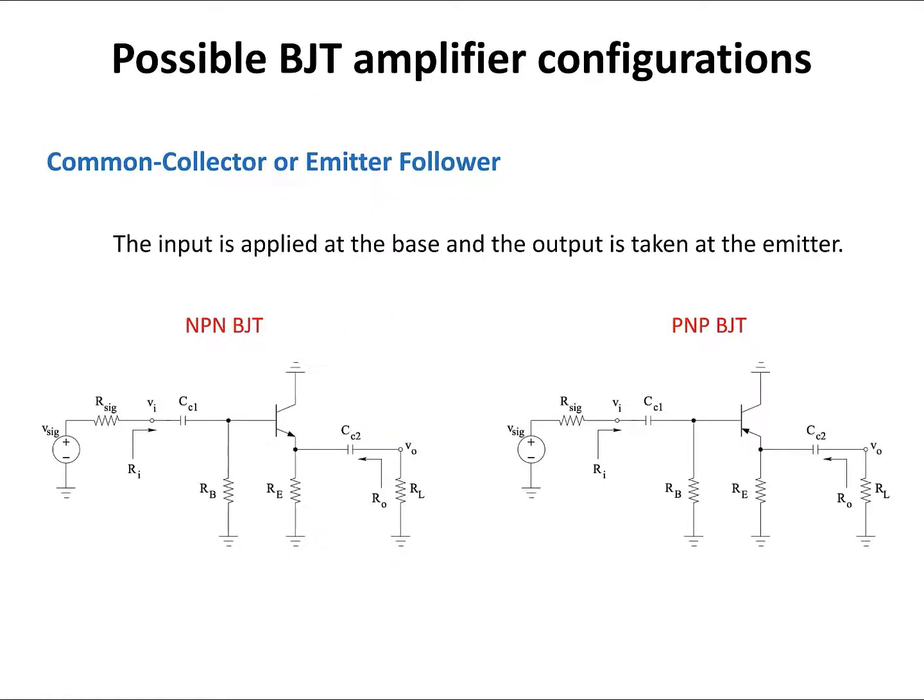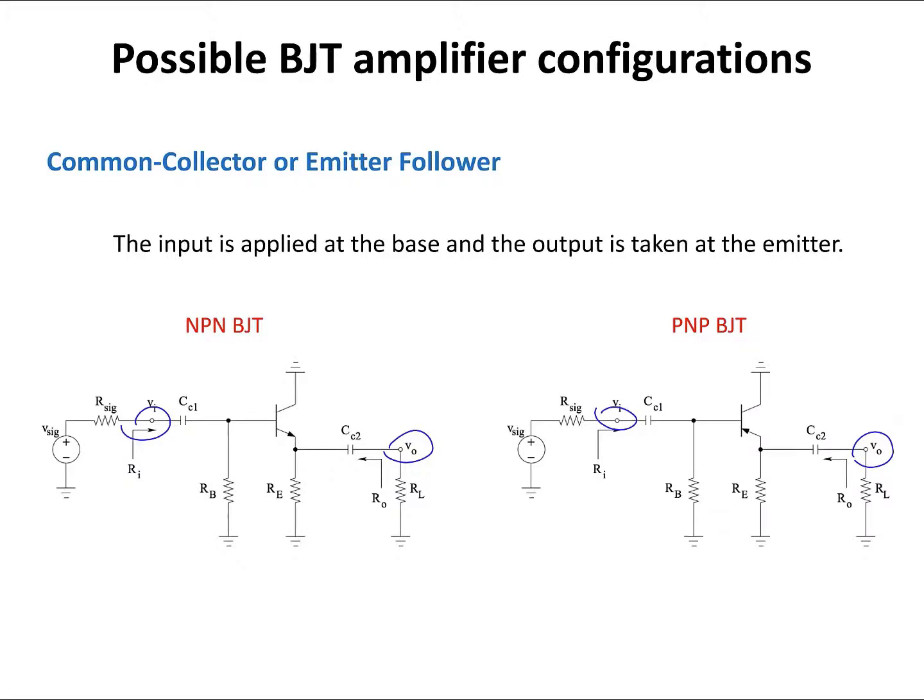In a BJT common collector or emitter follower configuration, whether it's built with an NPN BJT or a PNP BJT, the input is applied at the base and the output is taken at the emitter. If you look at both of these circuits, the input signal or V signal is applied to the base and the output is taken at the emitter. So this is Vout here, taken from the emitter, and the input is applied to the base of the transistor.